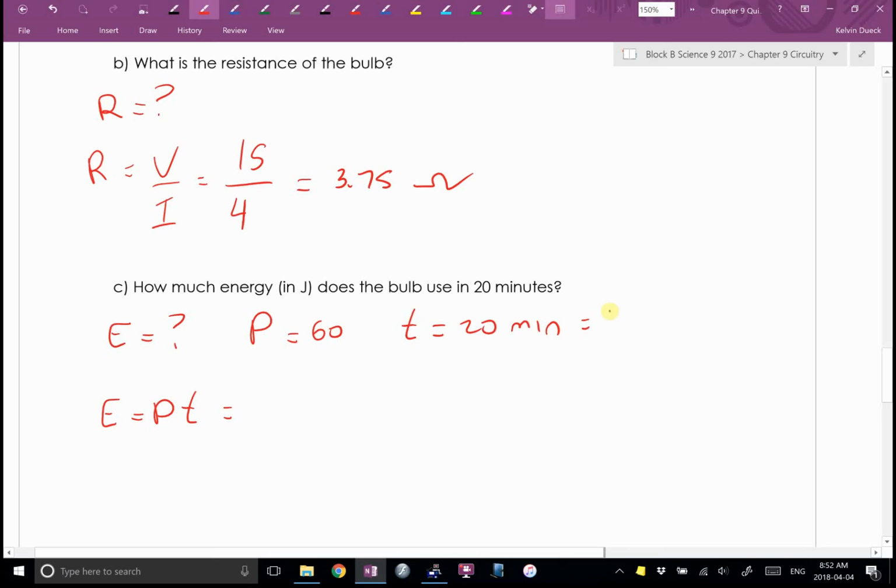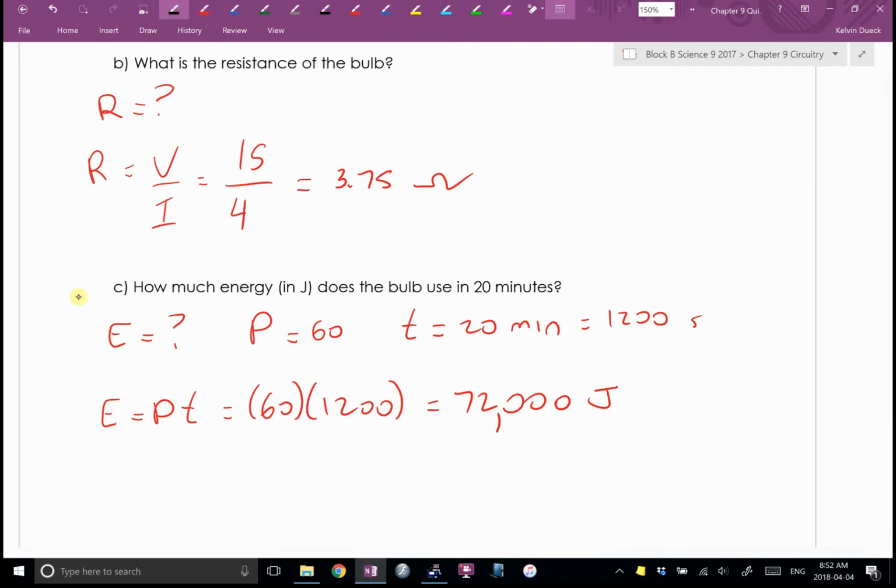So I think you're going to get 1,200, is that right? Seconds. So it's going to be 60 times 1,200. 6 times 12 is 72, and then I have 1, 2, 3 zeros. Is that right? 72,000 joules. 2 marks again, same as before. Half mark for that, half mark for that, half mark for that, half mark for the answer. If you went 60 times 20, if you forgot to do the conversion, I would take a half mark off and I would give you the frowning of a lifetime.